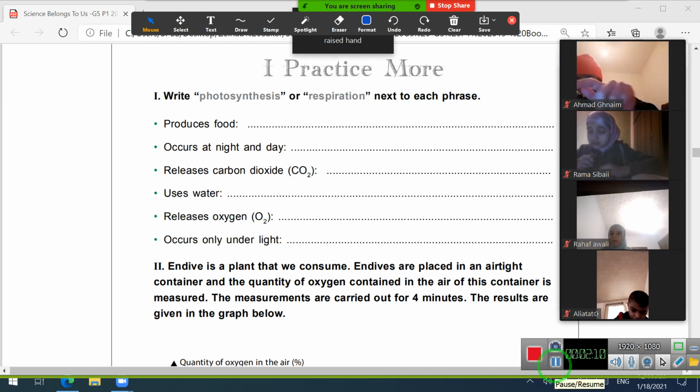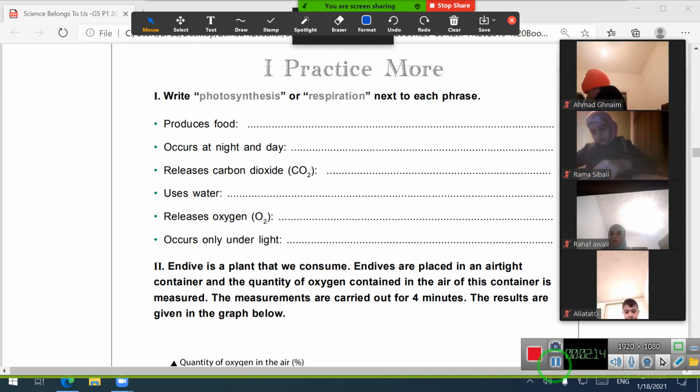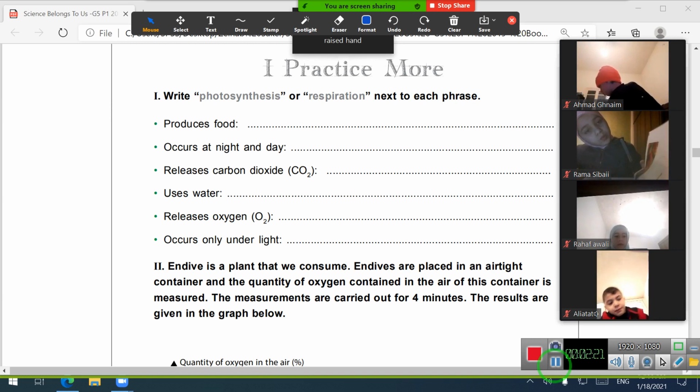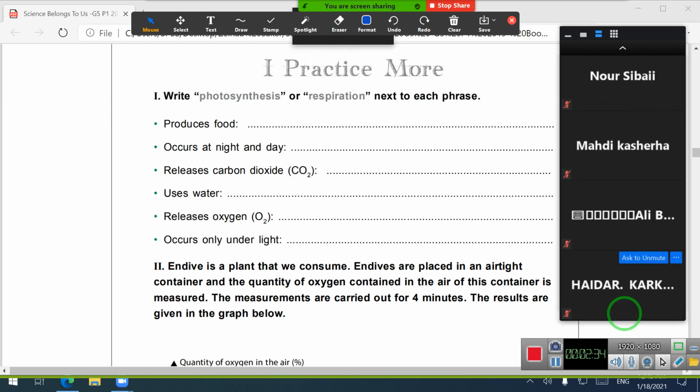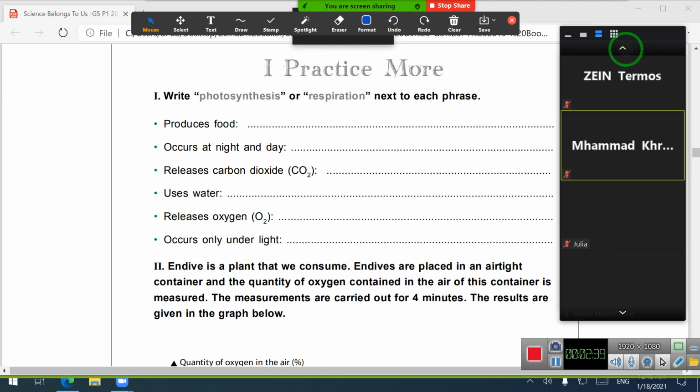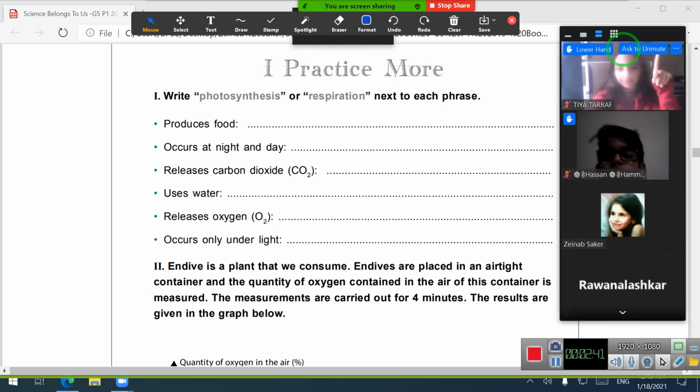Now, also evaluation about photosynthesis and respiration. Ahmad, you have to pay attention more, teacher. We have to write photosynthesis or respiration next to each phrase. For example, I have a description, and I have to write if this description refers to the photosynthesis process or respiration. Who wants to start solving the first one? You have to raise your hands, of course.